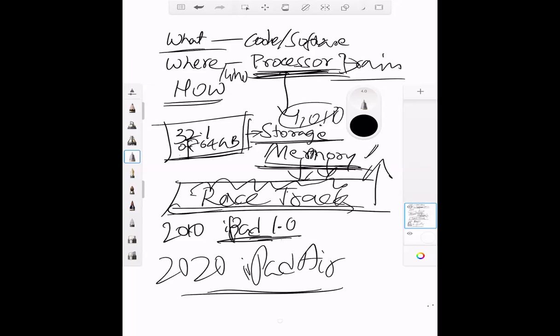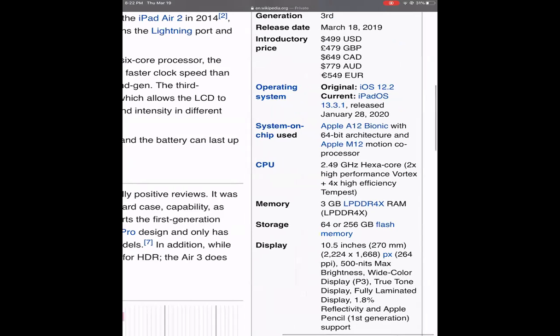I'll have to go find out. You can find out right now on Wikipedia. It's not that easy because how much memory it has is not listed in the settings. On the 2019 one, CPU is still CPU. Look at the big difference. The first iPad Air only had 2 cores, which means it had 2 processors. This one has hexa core.